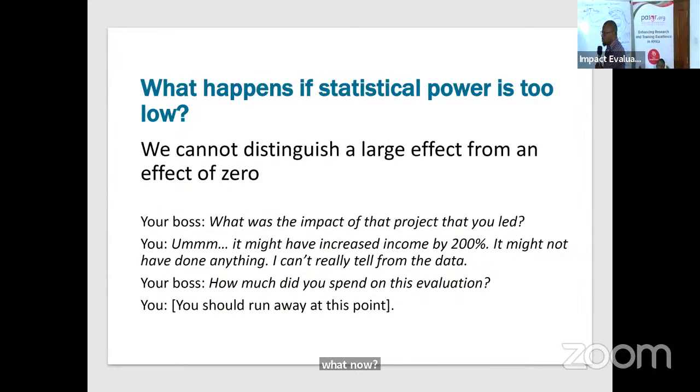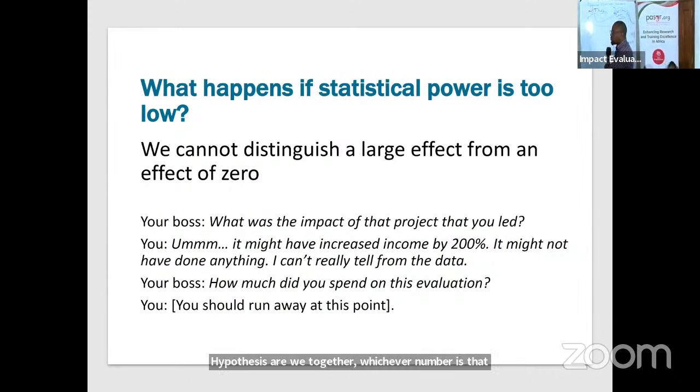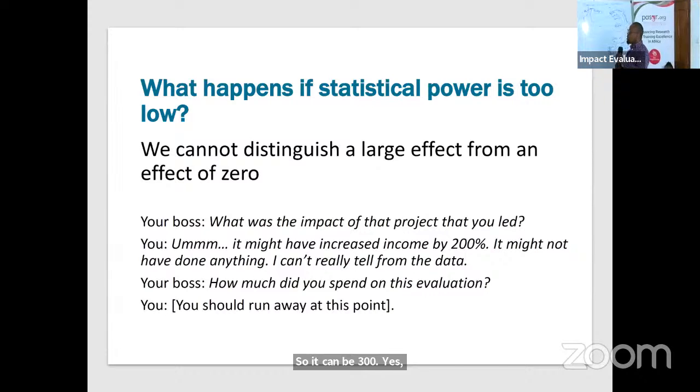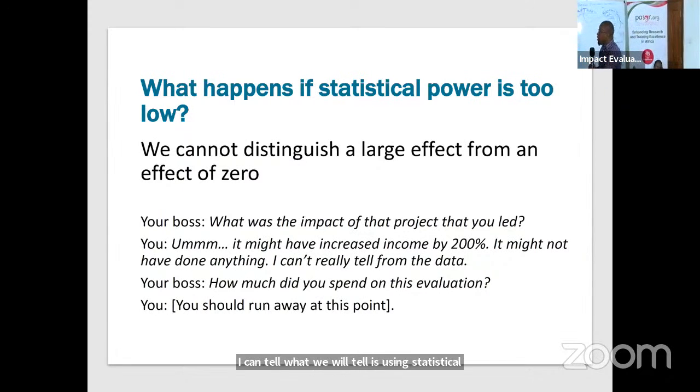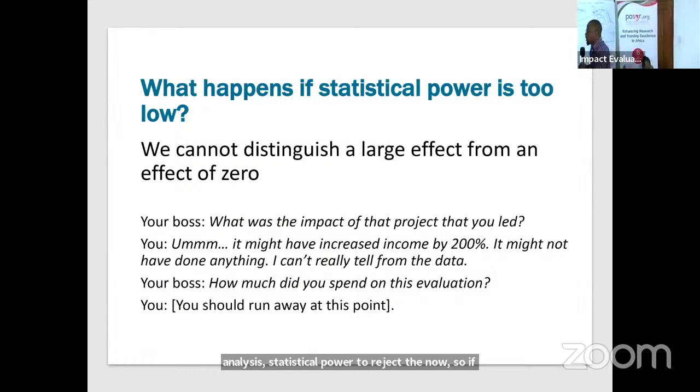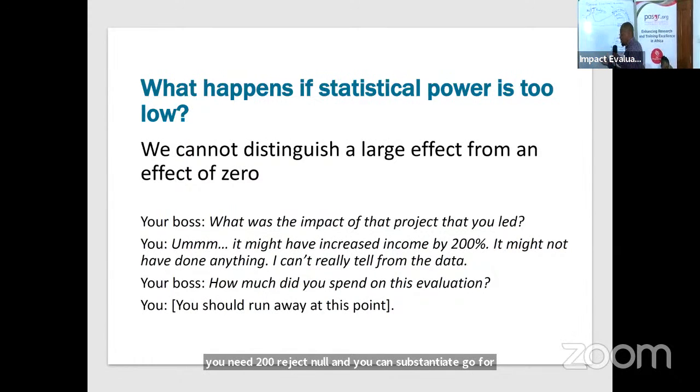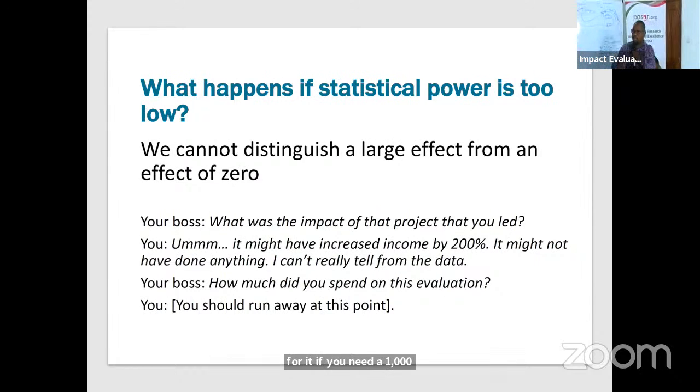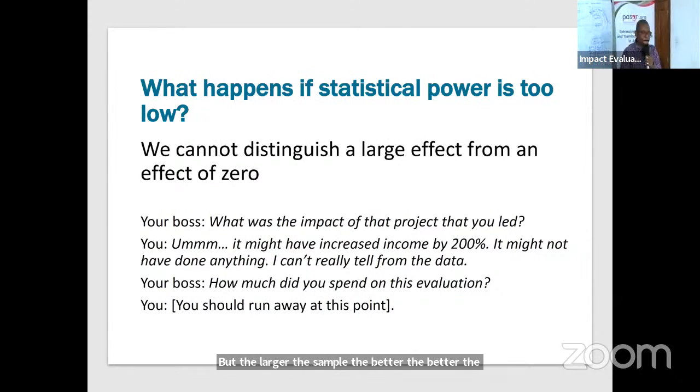Whatever null that you're going to have in your study. So it can be 300. Yesterday, somebody said, should it be 200? I can't tell. What we'll tell is using statistical analysis, statistical power, to reject the null. So if you need 200 to reject the null and you can substantiate, go for it. If you need 1,000, go for it, but the larger the sample, the better the estimates. Are we together? The better the precision of your estimates.